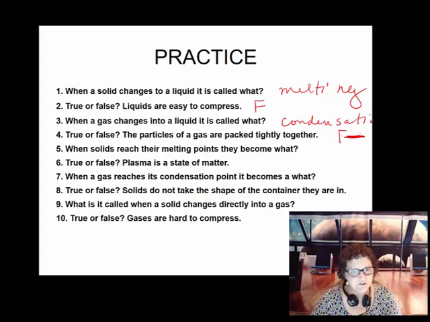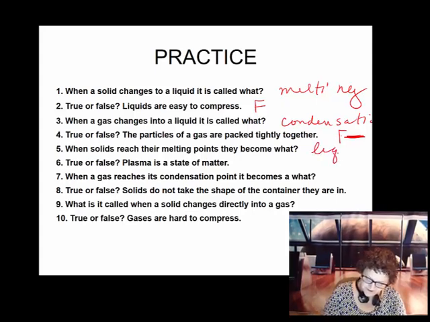When solids reach their melting points, they become what? When they reach their melting point, what do they become? Liquids, right? Liquids.